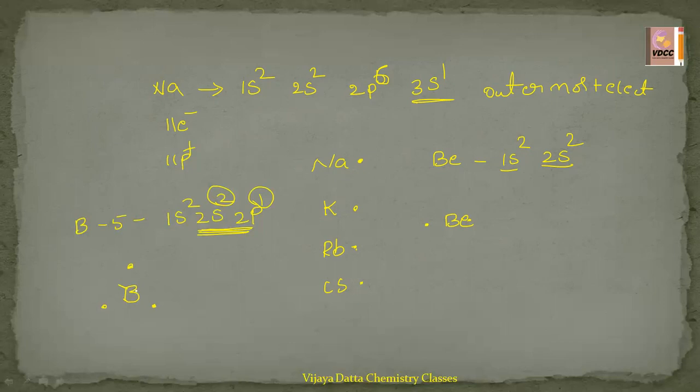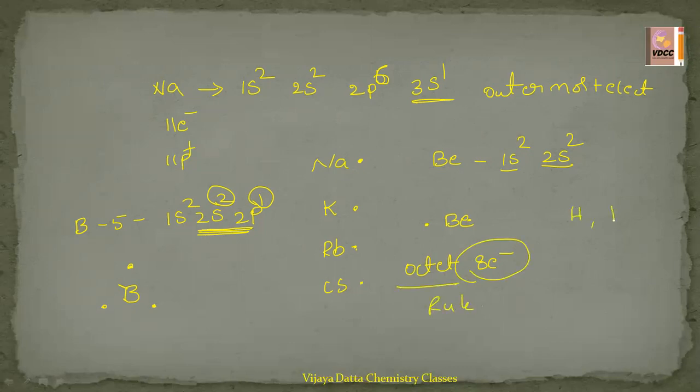Okay, now come to the octet rule. What is meant by octet rule? Octet is nothing but 8 electrons. Every atom tries to get stability. When will atoms get stability? When they have 8 electrons in their outermost shell, they are stable. That is called octet rule.